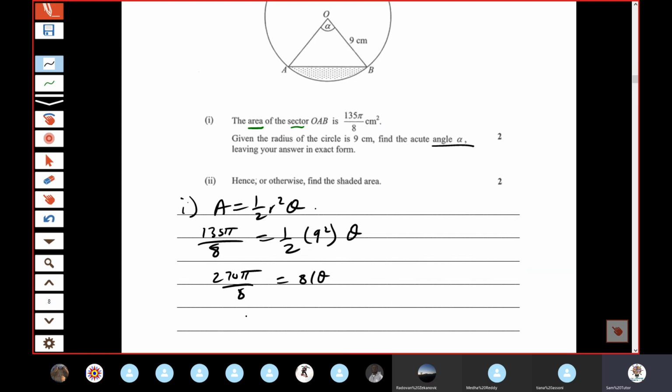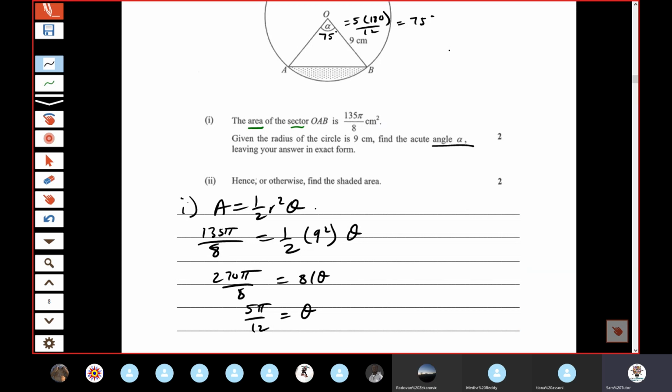270 divided by 8 divided by 81 becomes 5 on 12. So everybody check that. Make sure you get the same answer as me. I got 5 pi on 12. Like I said, if it's in radians, then that's fine. But what's your pi equal to? Just so we all know if we're going to plug this in. Technically 180, so therefore that angle is 75 degrees. Make sense?